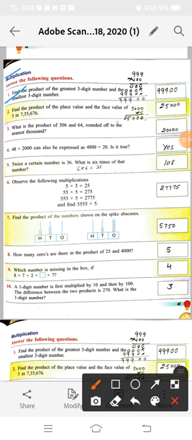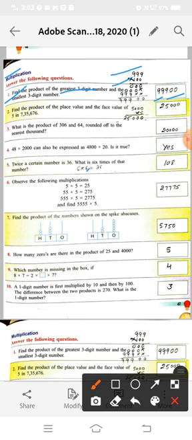When we multiply numbers, the answer that comes is known as the product. So now find the product of the greatest 3-digit number and the smallest 3-digit number. So what is the greatest 3-digit number? 999 and the smallest 3-digit number is 100. Okay, so when we multiply both the numbers, what will it become? 99,900. Okay, 99,900 will come as the product.